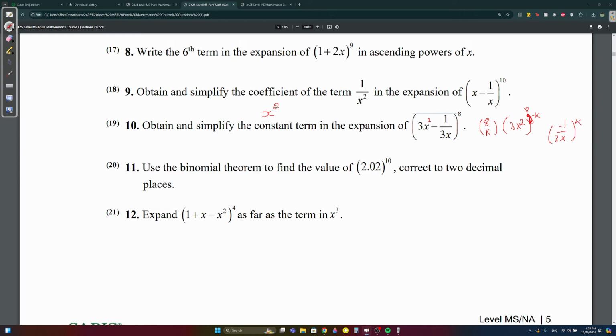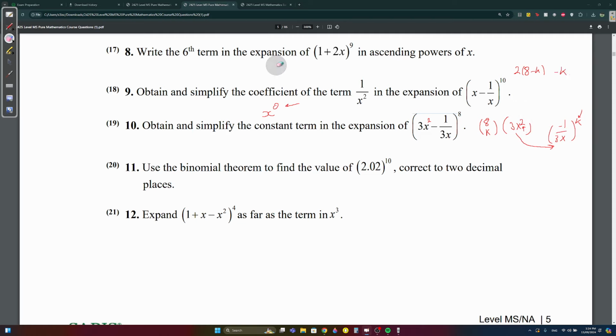You want it to be x to the power of 0, right? Obviously, we're going to divide, so the final power is 8 minus k minus this k here. Not 8 minus k minus k. The final power would be 2 times 8 minus k. This is the power over here, minus k. Why am I multiplying?